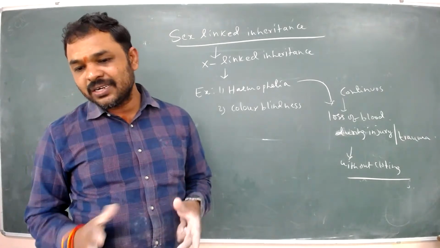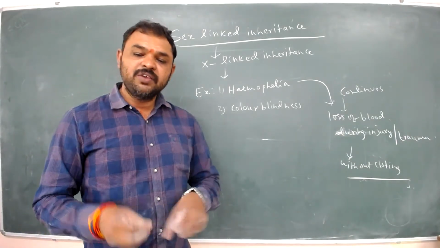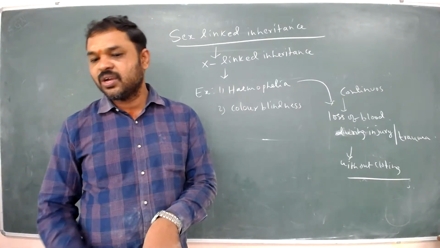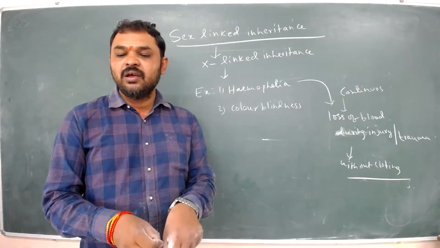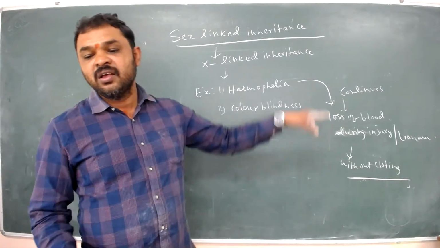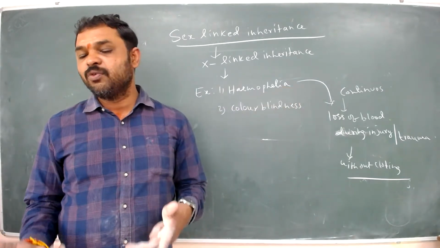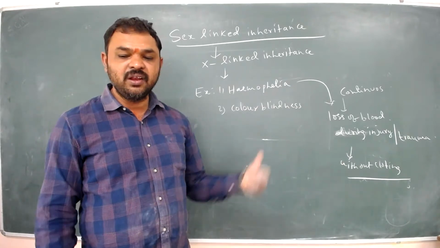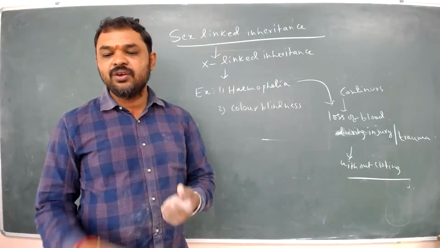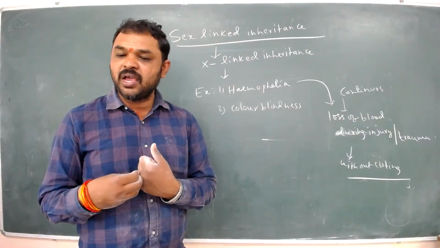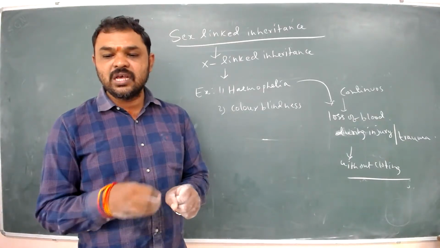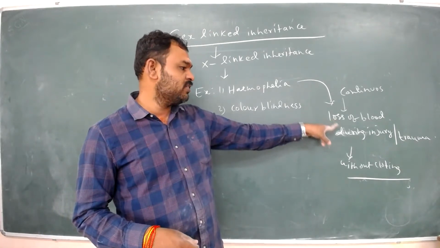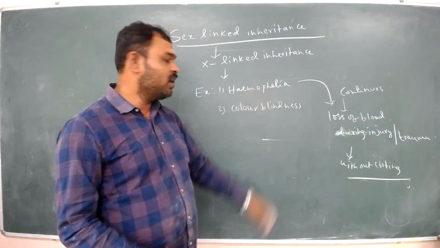Lack of clotting factors, what is the problem? If any wound happens, blood can be lost continuously. This continuous loss of blood makes a disorder called the hemophilia disorder. What is the disorder caused by? Continuous loss of blood, hemophilia. During an injury or trauma, continuous loss of blood without clotting is called hemophilia.